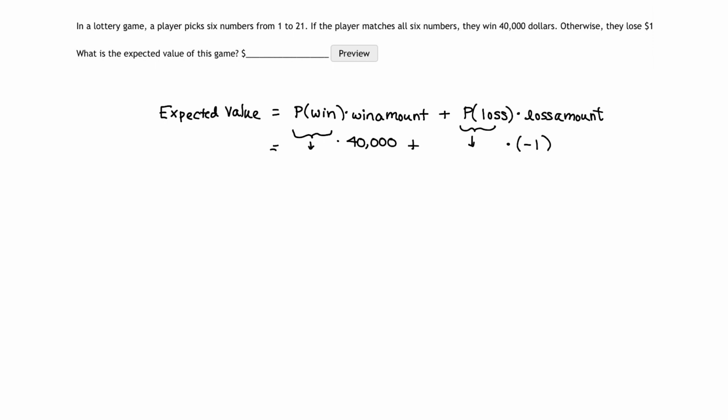Before we take a look at how to get the probability of wins and losses, there's a couple assumptions being made in this problem that we have to talk about. The lottery game is described as a player picking 6 numbers from 1 to 21. One way to think about it is to think of a bowl or a hat, right? A collection. And in that hat or bowl, there are 21 different slips of paper, okay? And on those slips of paper, there are different numbers ranging from 1 to 21. So this is one way to think about it.